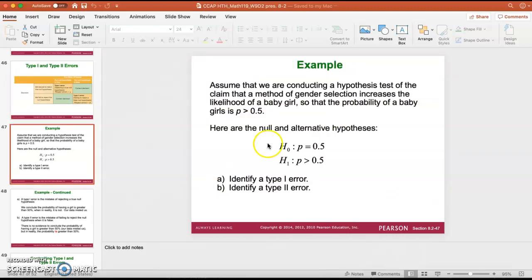So for an example of those, we could use our same XOR method scenario here. We still have our same hypotheses, with the null hypothesis being that the proportion is equal to 50%, and the alternative hypothesis being the proportion is greater than 50%. So we're going to identify what the type 1 and type 2 errors are.